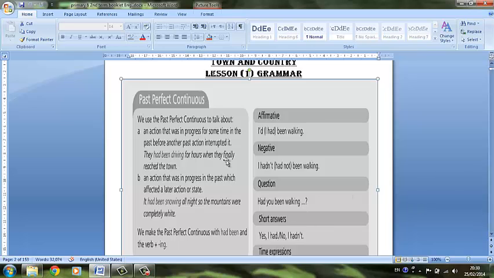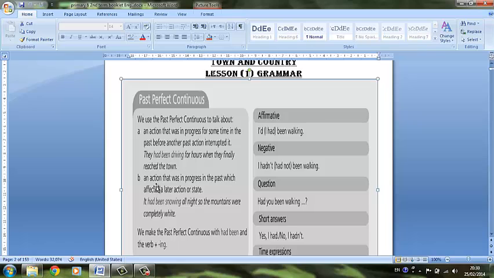So let's revise the past perfect continuous. We said that the past perfect continuous is an action that was in progress for some time, which is a long time in the past, before another past action interrupted it. As I told you, it's an action that happened in the past and it took a long time, and then another action interrupted it. They had been driving for hours when they finally reached the town. So they had been driving for hours and then they stopped. What happened? They reached the town.